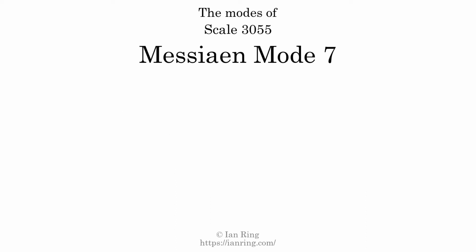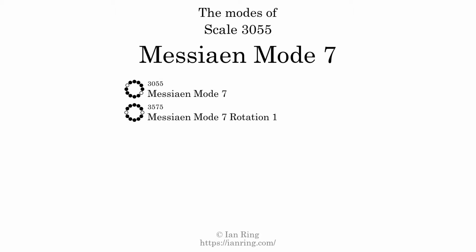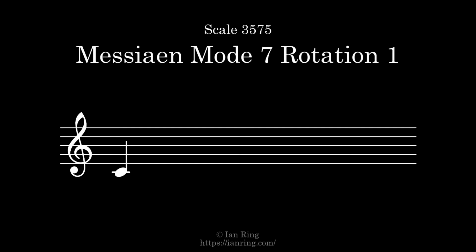This scale has 5 modes. The first mode is itself. The second mode is scale 3575, also known as Messiaen Mode 7 Rotation 1. It sounds like this.